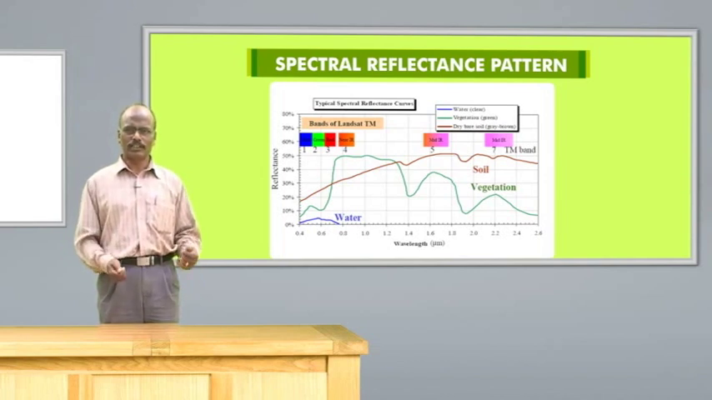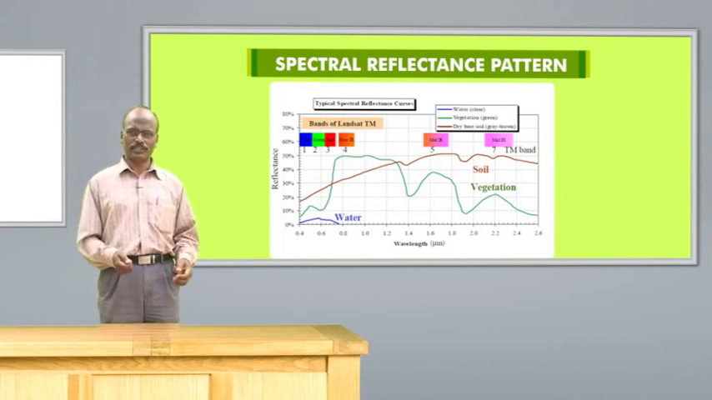In the case of soil, we see an increase in reflectance from lower wavelengths to the higher wavelengths, and you also see some troughs and peaks. The troughs are the absorption locations by carboxyls as well as water that is present in the soil constituents.